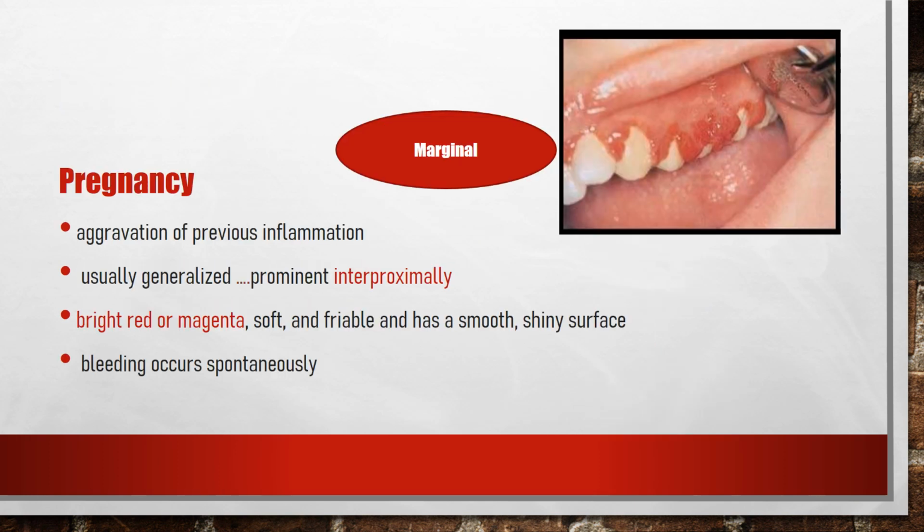Pregnancy-related gingival enlargement. Firstly, we are going to mention the marginal gingival enlargement. This is mainly due to the aggravation of previous inflammation. It usually occurs generalized, and it is prominent interproximally. You can see the interproximal region is much more prominent, and it appears bright red or magenta, soft and friable, with a smooth shiny surface. Bleeding occurs spontaneously or on slight provocation. So this is the marginal gingival enlargement.